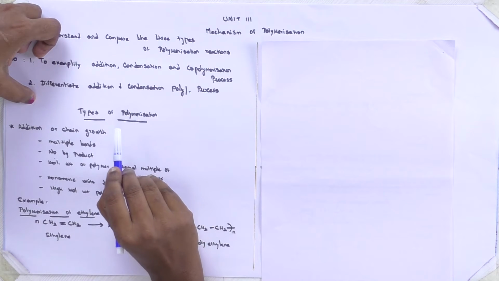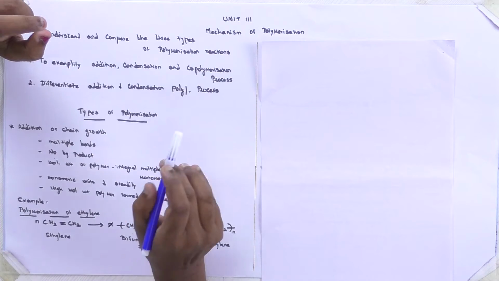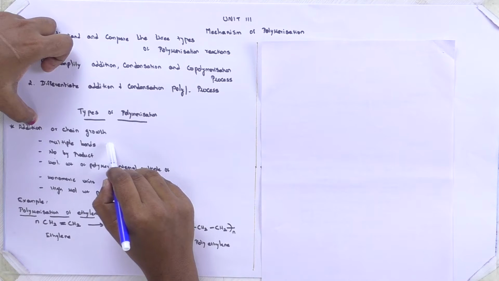Going to the class, types of polymerization reactions. In the last class, we saw monomers undergo polymerization processes to form several polymers. And this polymerization process may take place through three different types. One is addition, otherwise known as chain growth. Second is condensation, otherwise known as step growth. And the third one is copolymerization reaction. First, let us see how this addition or chain growth polymerization takes place.